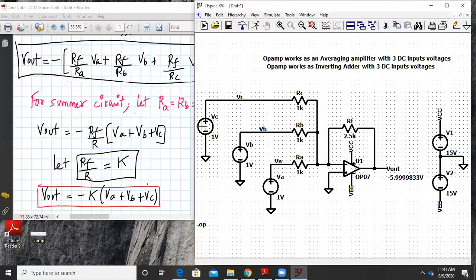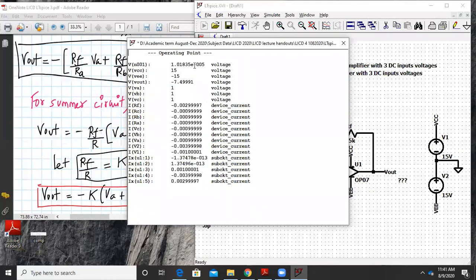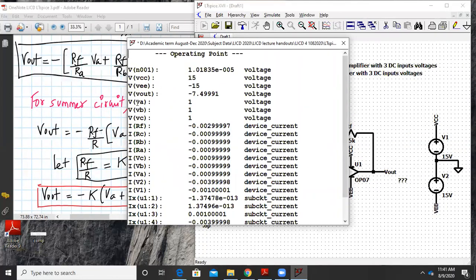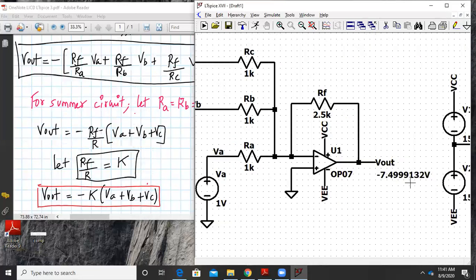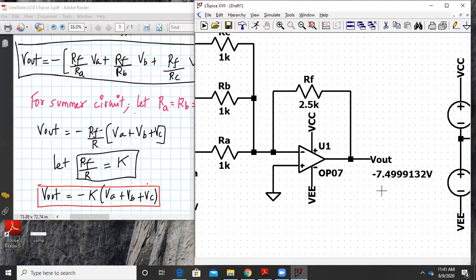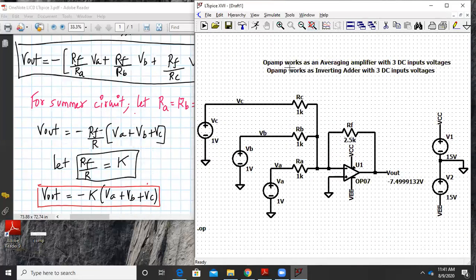So the expected output should be minus 2.5 into 3, because VA, VB, VC sum to 3. So that should become close to minus 7.5. So let us check. Yeah, indeed the V out is coming out to be minus 7.5, close to that. So yes, we are getting V out as minus 7.5. Very good. Let us check one more combination.